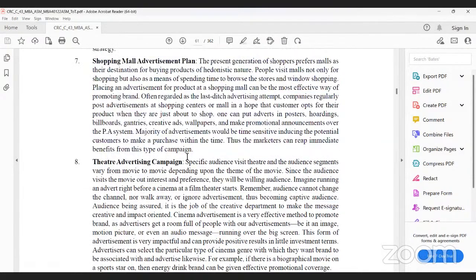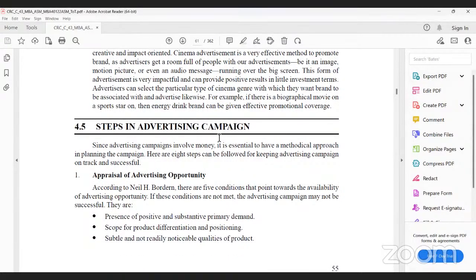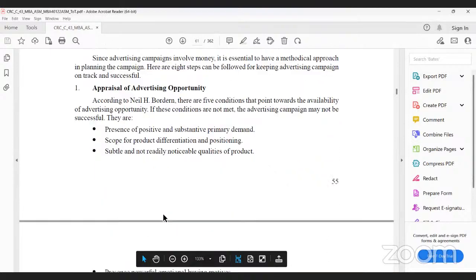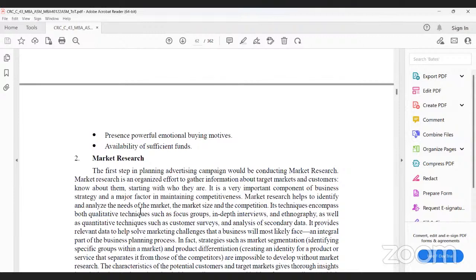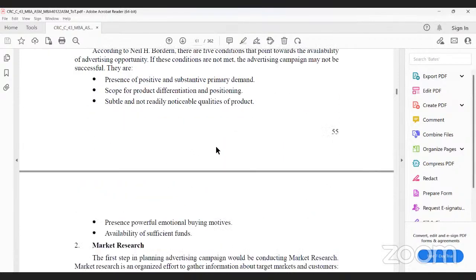So we have discussed 8 different types of campaigns, and now we move to the steps in an advertising campaign. What are the steps in an advertising campaign? The first step is appraisal of advertising opportunity. How do we get the opportunity for advertising? According to Neil H. Borden, there are 5 conditions that point towards the availability of advertising opportunity. These conditions are: presence of a positive and substantial primary demand, scope for product differentiation, determination of position, availability of sufficient funds, and presence of powerful emotional buying motives.